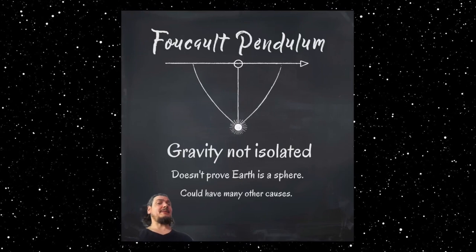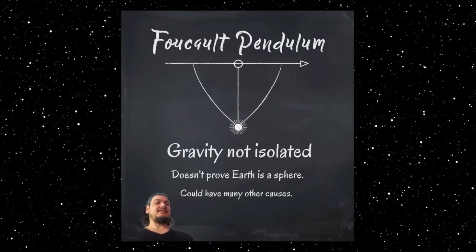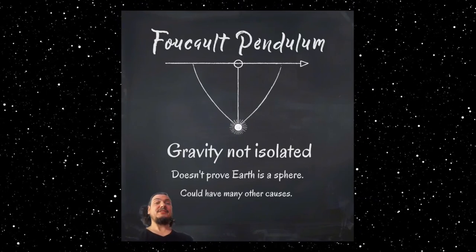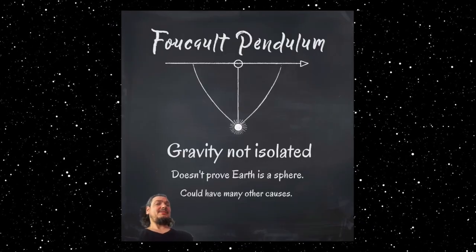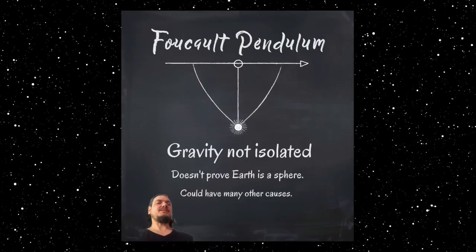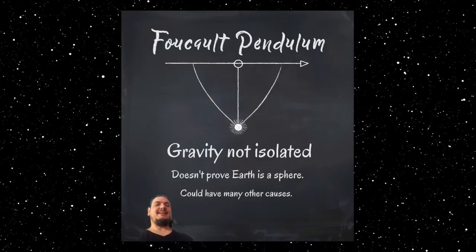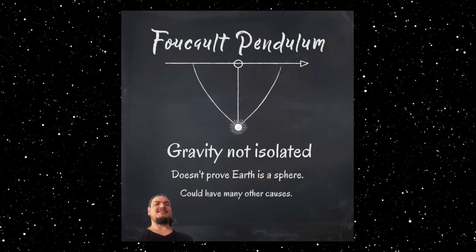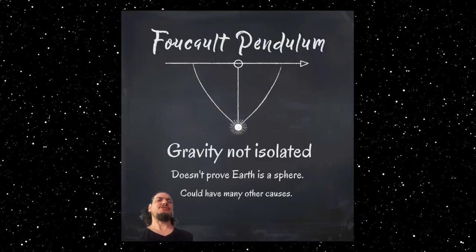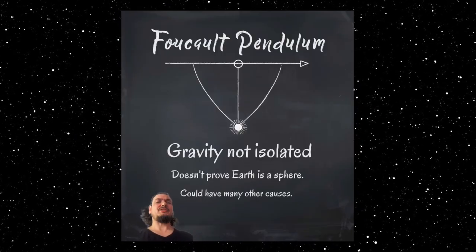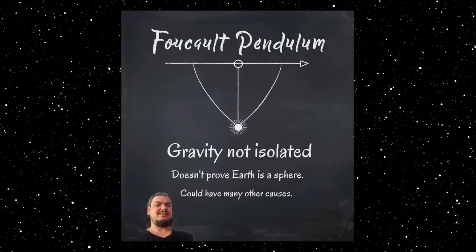Foucault's pendulum demonstrates an effect, apparent deflection in a rotating reference frame, but this only proves rotation of the reference frame, not that Earth is a sphere. It doesn't prove spherical geometry, and there could be other causes. We need to rule out all alternatives instead of assuming one conclusion and using confirmation bias to interpret the observation.